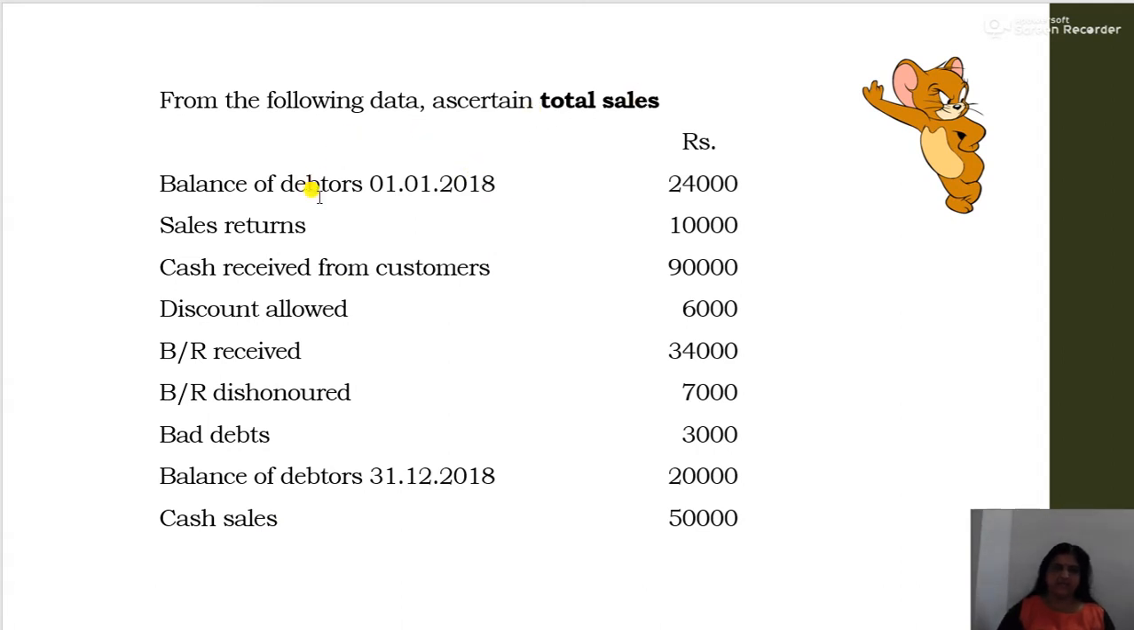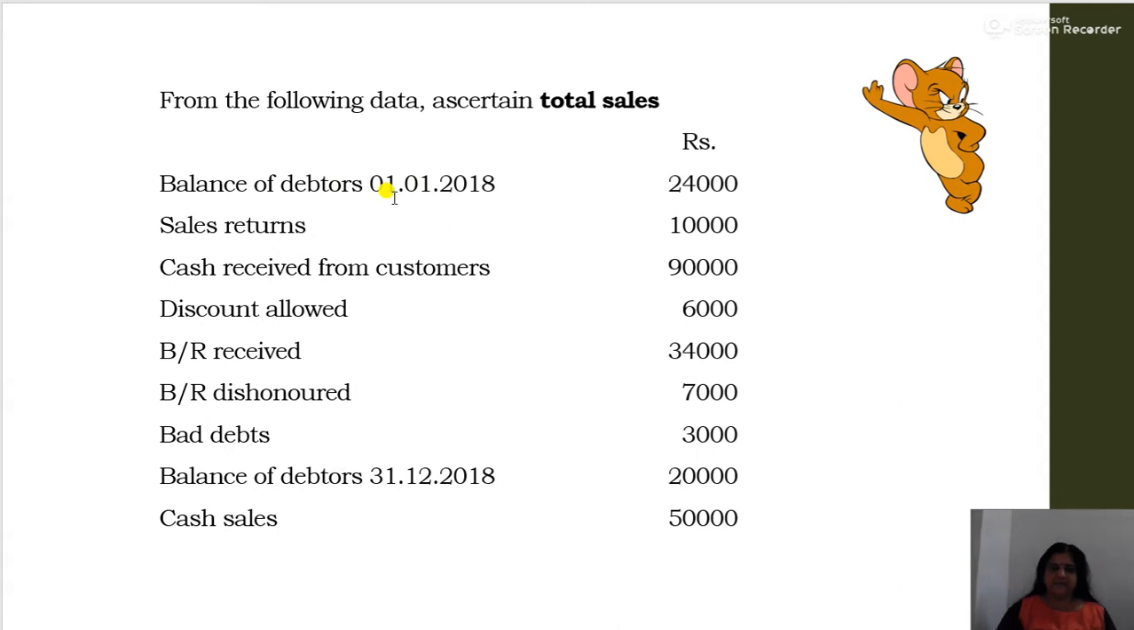Now the information given includes the balance of debtors account on 1/1/2018, that is the opening debtors, then sales returns, cash received from customers, discount allowed, bills receivable received, bills receivable dishonored, bad debts, balance of debtors on 31st December 2018, that is 31/12/2018, and also the cash sales. So this is the information given.